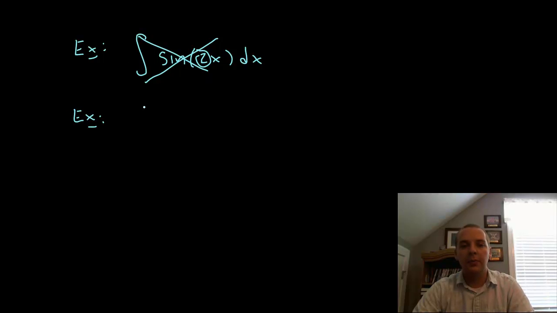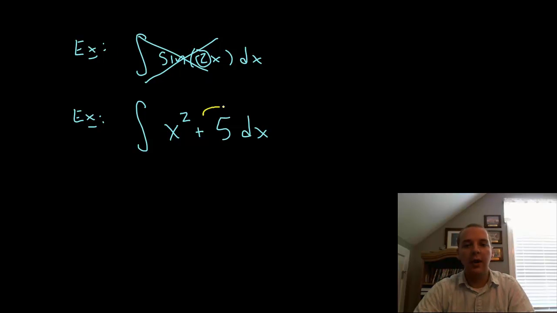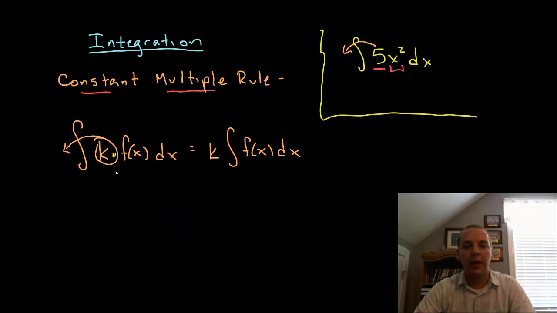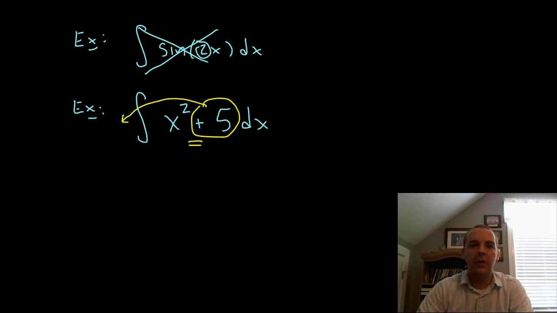Another example of something we can't do. If you had x squared plus 5 dx or something like that, in an example like this, you could not pull out the plus 5. The reason is it's being added, not being multiplied. The constant multiple rule says that it's actually being multiplied by whatever your function is here. So we'll finish up with one last example here.